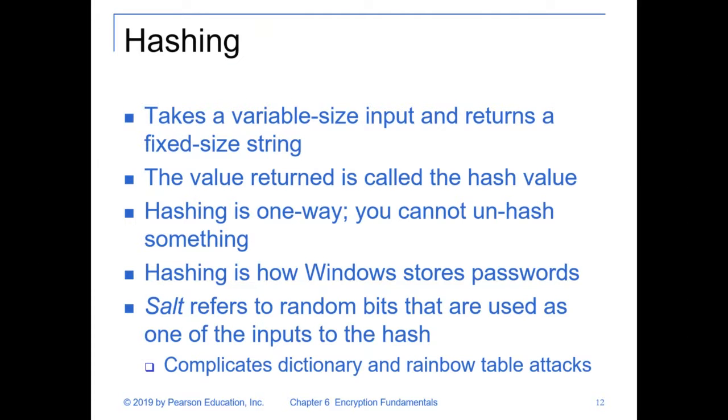One of the things that you may see with hashing is salt. That's random bits that are used as one of the inputs to a hash, and this is used to complicate dictionary and rainbow table attacks.